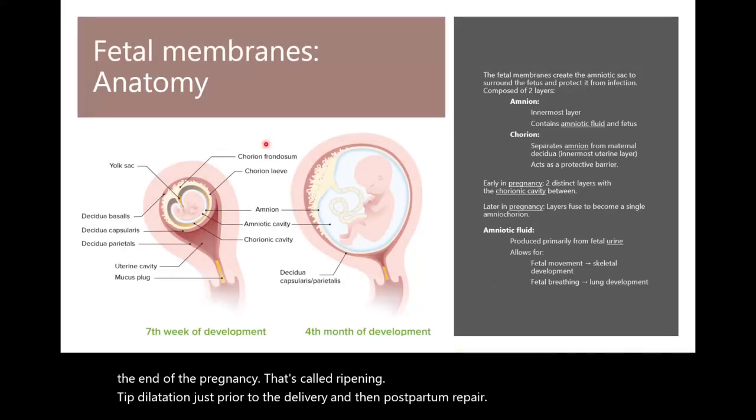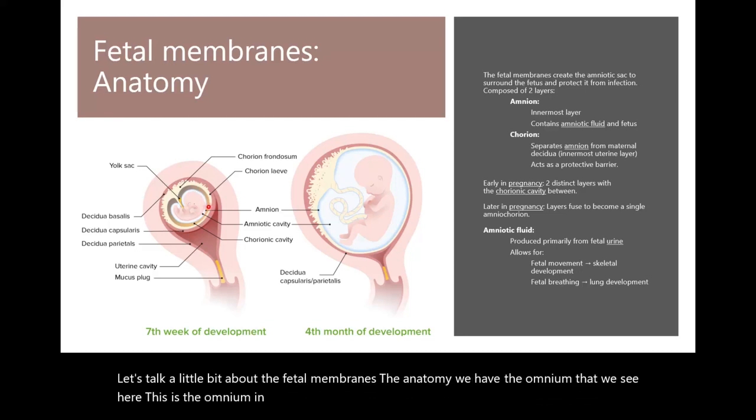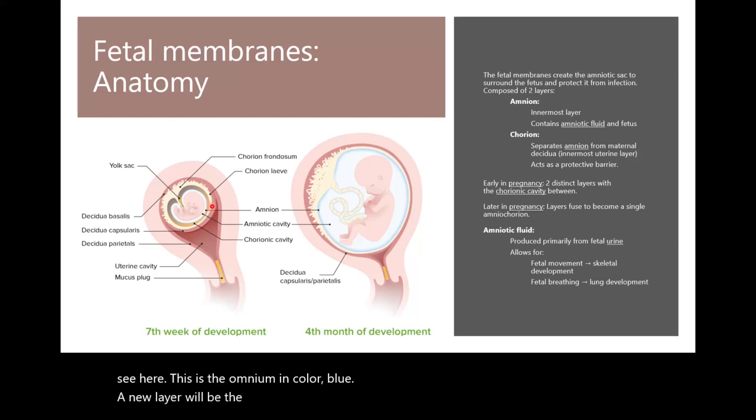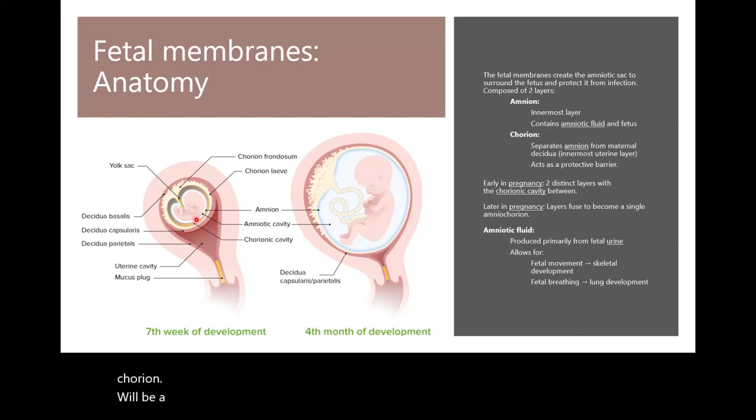Let's talk a little bit about the fetal membranes, the anatomy. We have the amnion that we see here. This is the amnion in color blue. The amnion layer is the innermost layer that contains the amniotic liquid or fluid, and then the chorion. The chorion separates the amnion from the decidua, the innermost uterine layer from the maternal part.